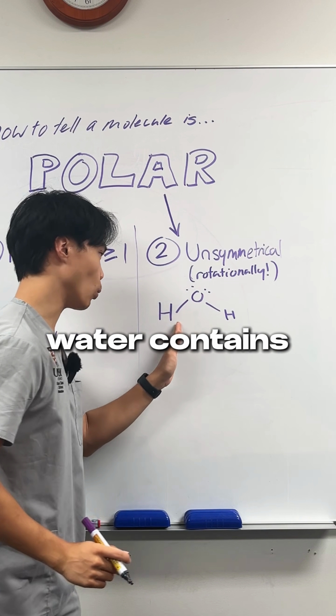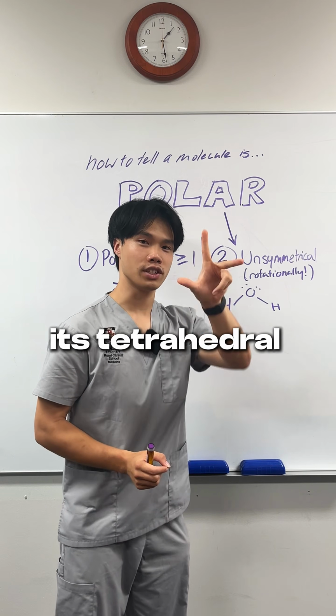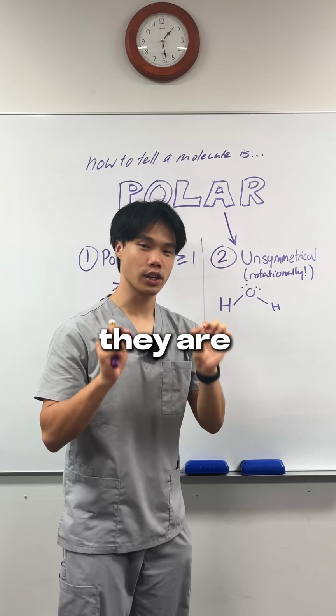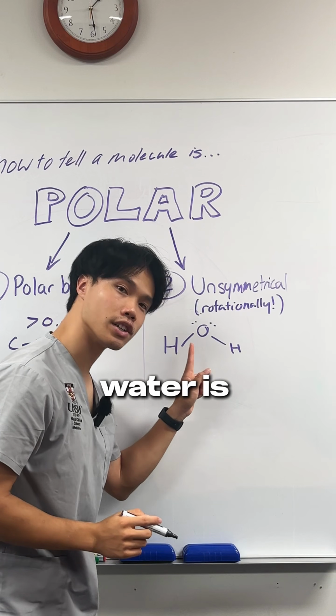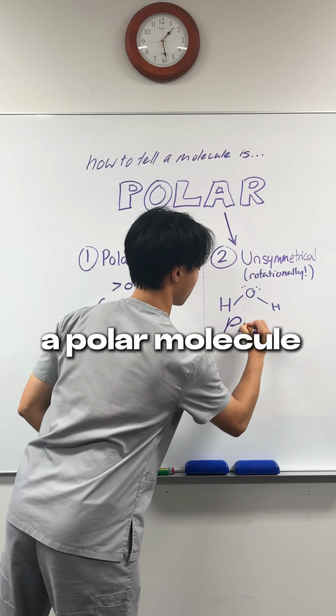As an example, water contains a polar bond, so it fulfills condition 1. But when you move its tetrahedral electron group geometry in all 4 possible combinations, they are not all the same. And that means water is rotationally unsymmetrical whilst having a polar bond. And this is a polar molecule.